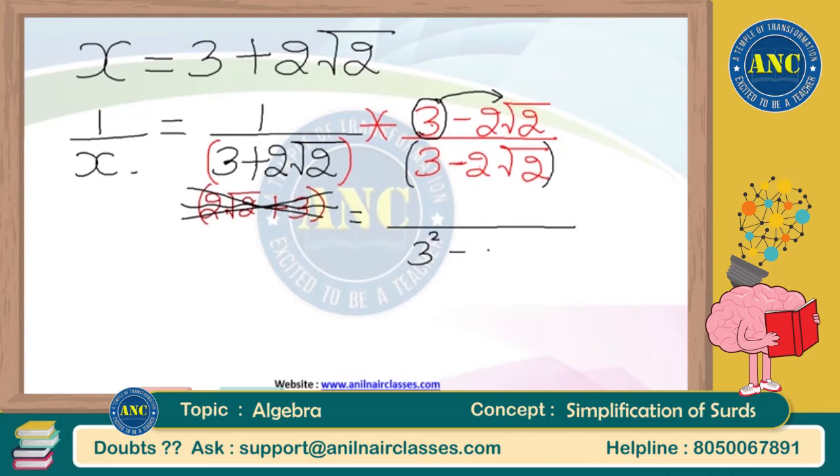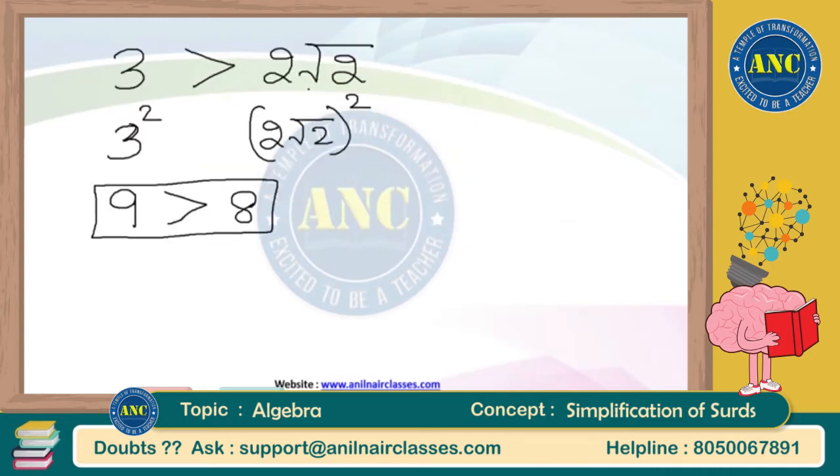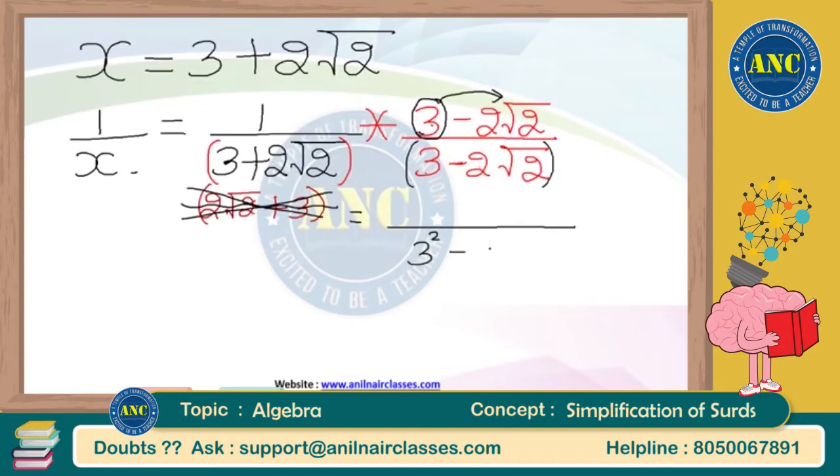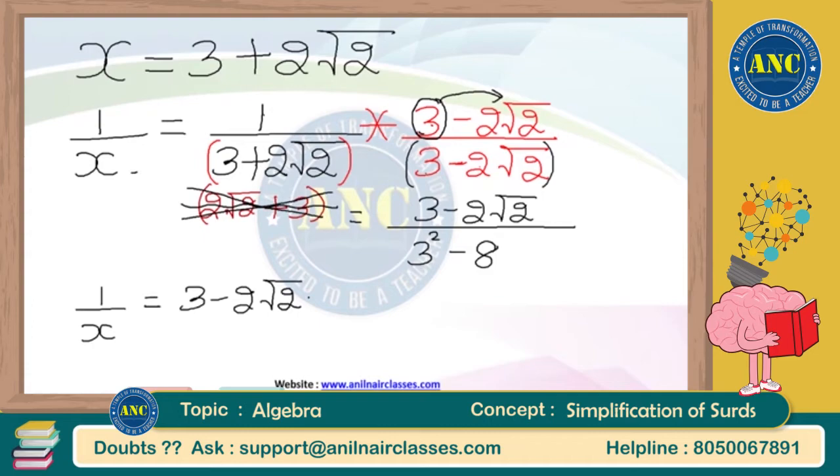2 root 2 whole square, I already wrote in the next screen as 8, right? I already wrote it as 8. So a square minus b square is 3 square minus 8. Numerator is 1 into 3 minus 2 root 2. It is nothing but 3 minus 2 root 2. That means 1 by x happens to be 3 minus 2 root 2 divided by 9 minus 8. 9 minus 8 is nothing but how much? It is nothing but 1 in the denominator.